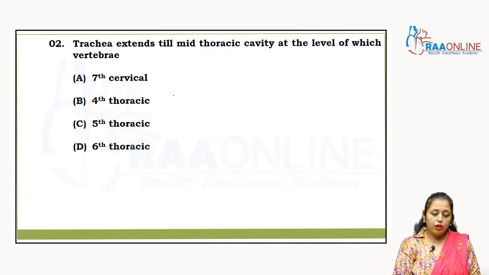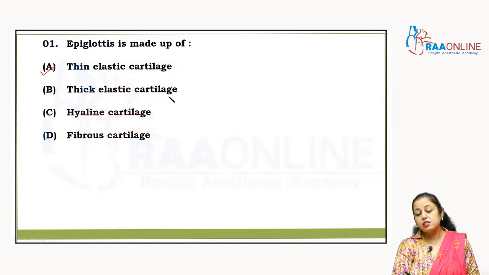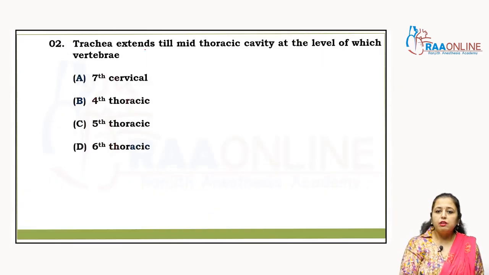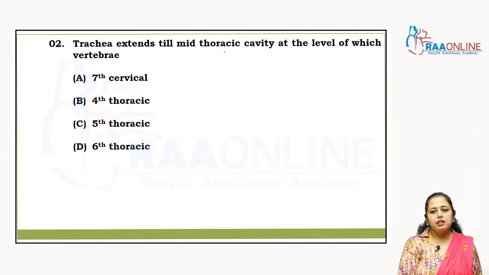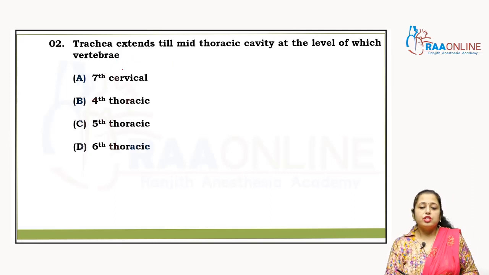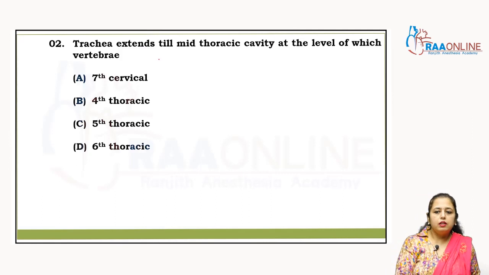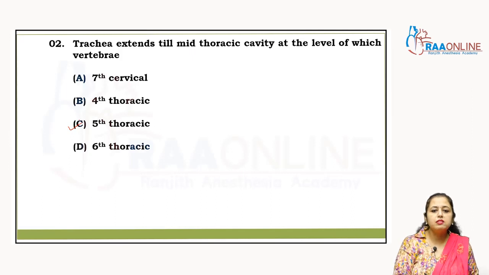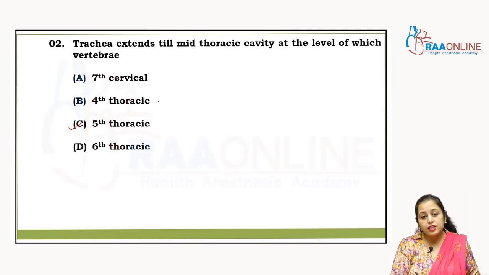Now we already know that the epiglottis is the policeman of the oral cavity, right? Next, the trachea, which extends till the mid-thoracic cavity, at the level of which vertebra? There is a line in NCERT in which it is mentioned that it is present in the region of the fifth vertebra, right? So the answer is the fifth thoracic vertebra.